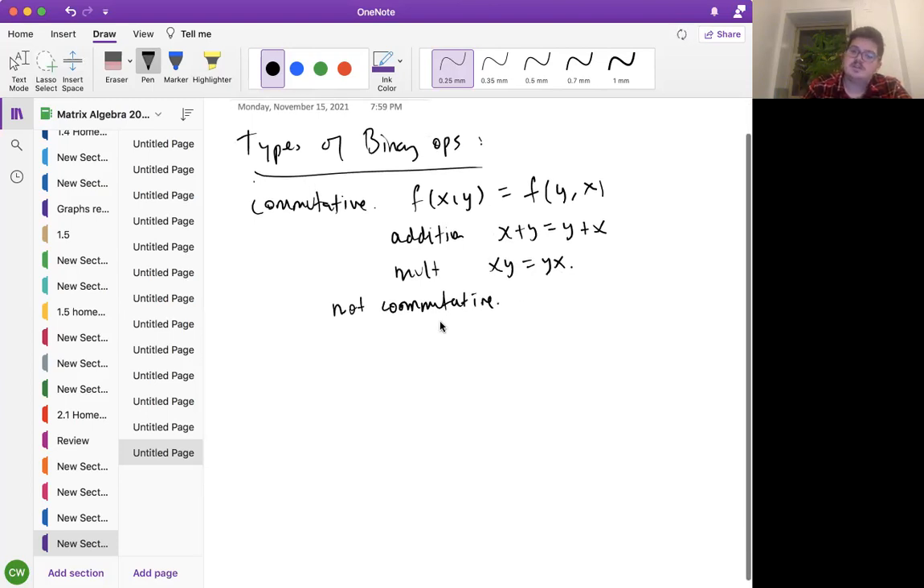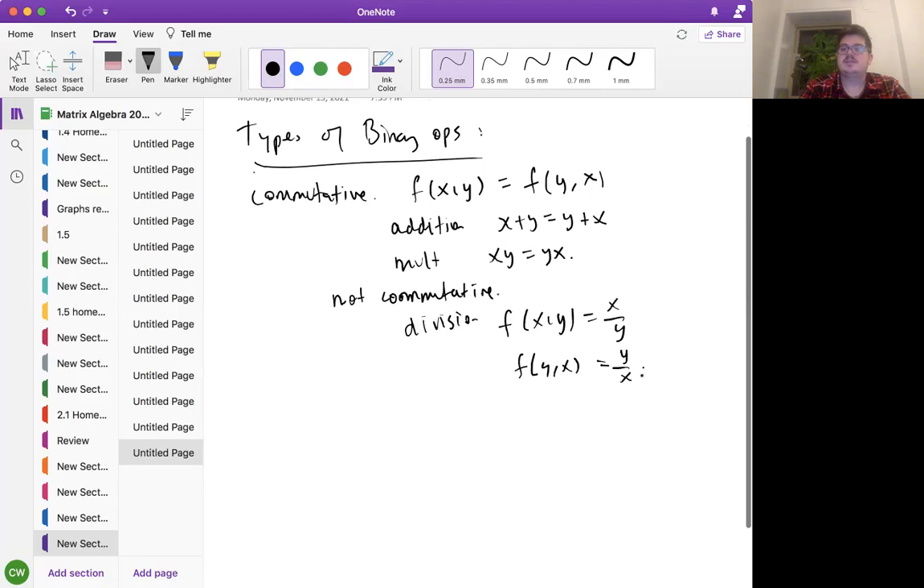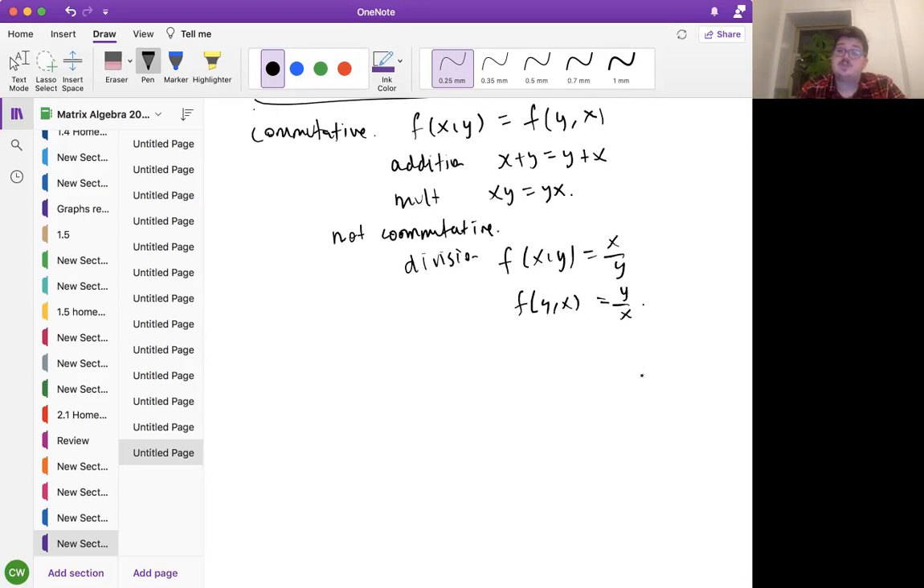Sure, division. f of x, y is equal to x divided by y. f of y, x is equal to y over x. How about anything with matrices? Oh, subtraction, yeah, subtraction. x minus y is not equal to y minus x.